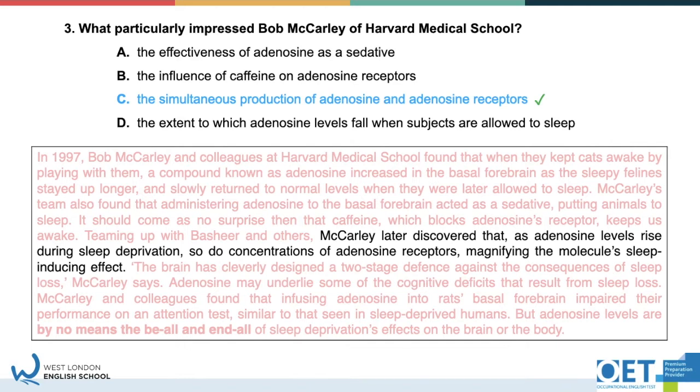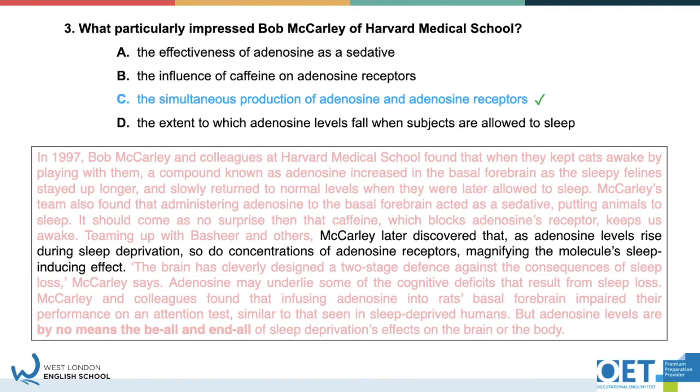Simultaneous means at the same time, so we can match those up. And that way, what we've done with this question is we have looked at the question, what particularly impressed, and then we've gone through that. We've found Bob's quote, we've looked at what he was talking about and what impressed him.